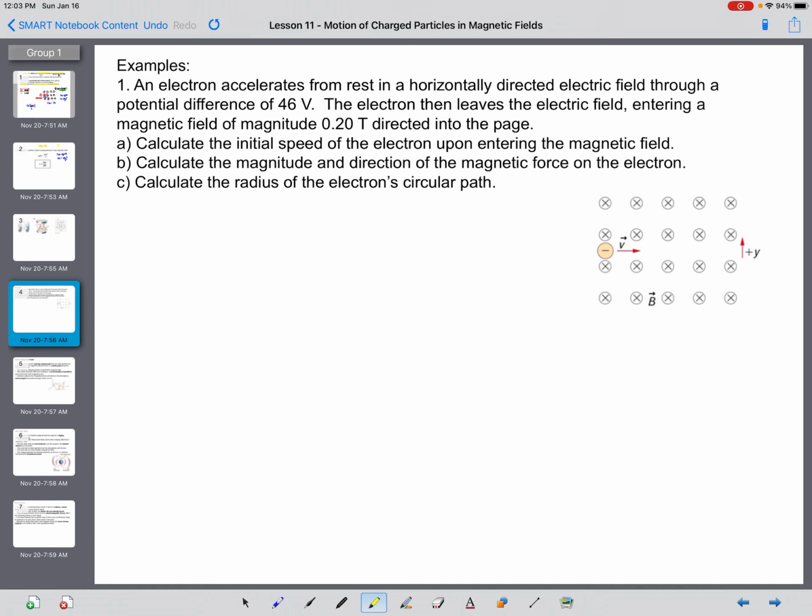But okay, we're talking about an electron. It's accelerated from rest in a horizontally directed electric field. Oh, we're tying electric field and all of these together. A potential difference of 46 volts. The electron then leaves the electric field and enters a magnetic field. This is actually the second part of the question. The magnetic field of 0.7 T is directed into the page.